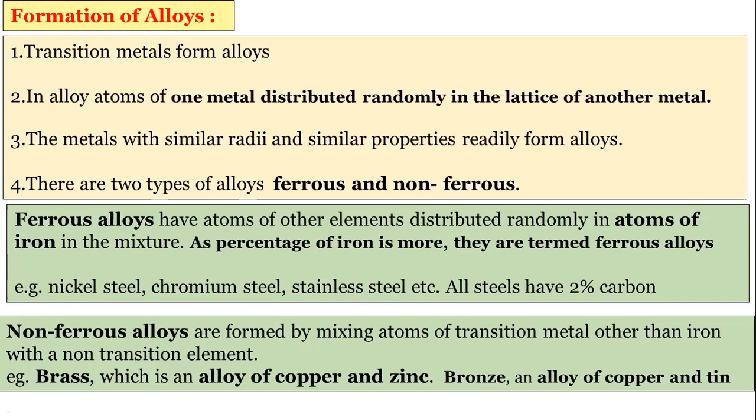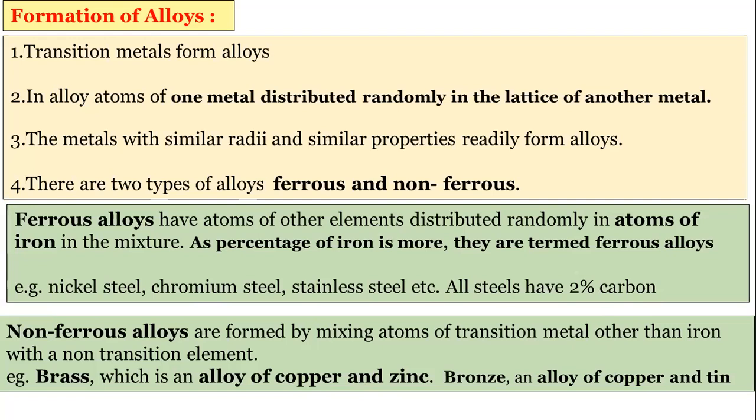Iron and nickel, this Fe nickel, Fe chromium, then this stainless steel in which iron is there, carbon is there, 2, 3 metals are there. It is called stainless steel. All steels have 2% of carbon. All steels having carbon is there, and along with carbon, iron is also there.